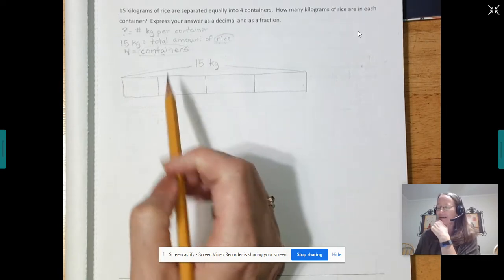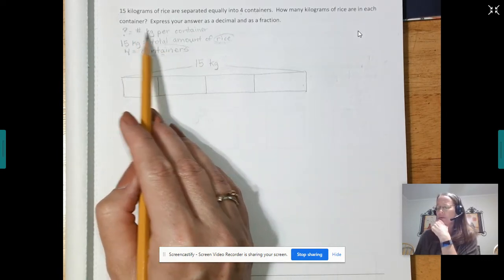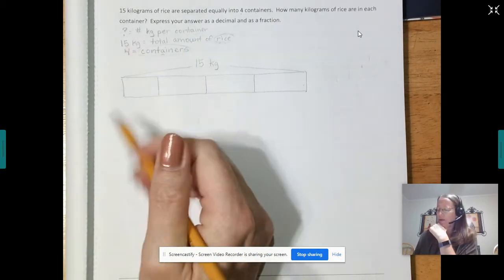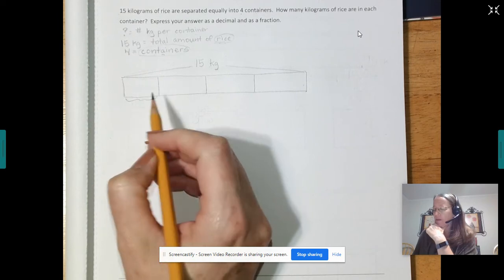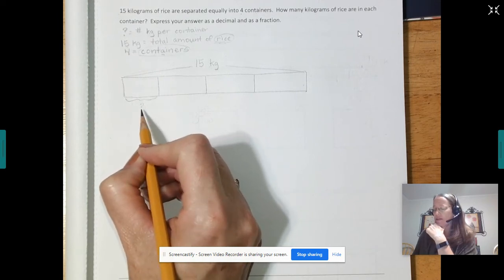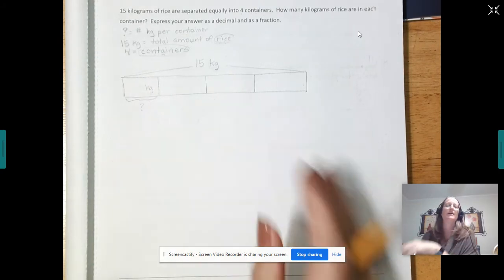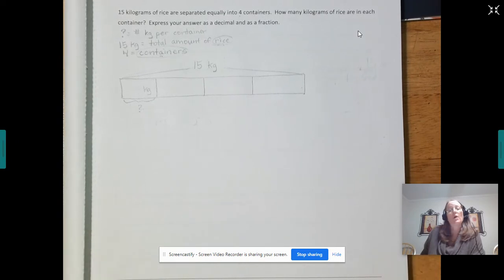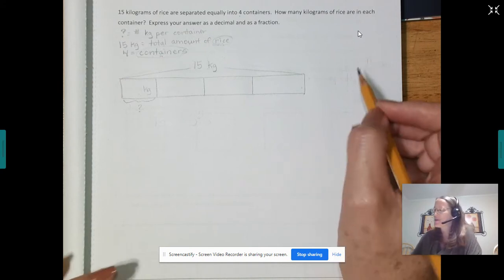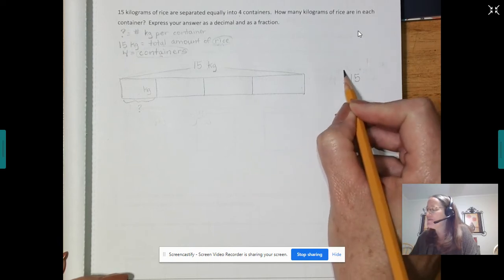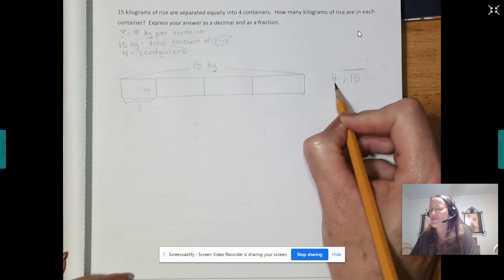The question is asking for the number of kilograms per container. That means in 1 container. So this is what our question is asking for, the number of kilograms of rice that goes in each container. So what would we do? We know that something is being split or put into equal groups. That's the rice. So we're going to do the rice, 15 kilograms of rice divided by the 4 containers.